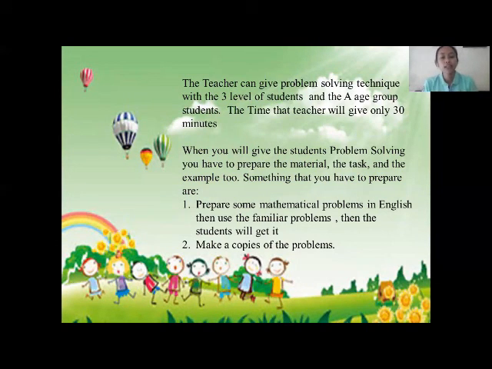And then the second step: make copies of the problem. So we as teachers have to have copies of the problem, so we don't just give it to the student and then have no copies, I mean.